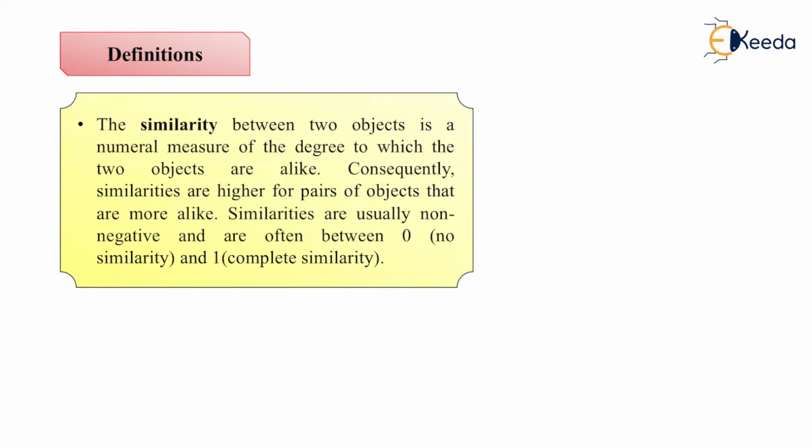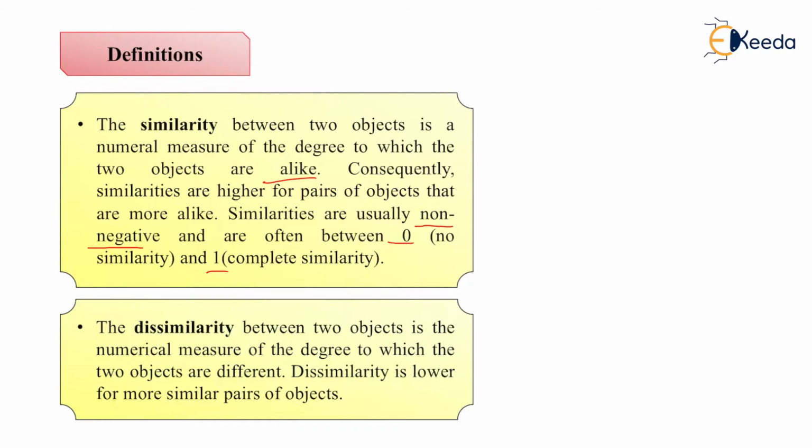The definition. The similarity between two objects is the numerical measure of the degree to which the two objects are alike. Consequently, similarities are higher for pairs of objects that are more alike. Similarities are usually non-negative and often between 0 and 1.